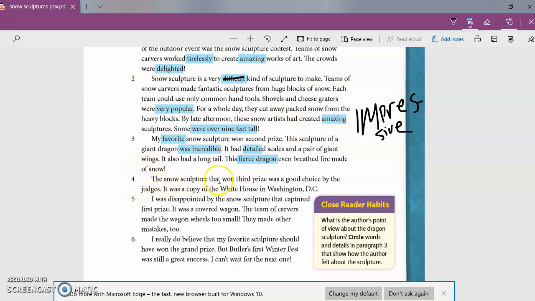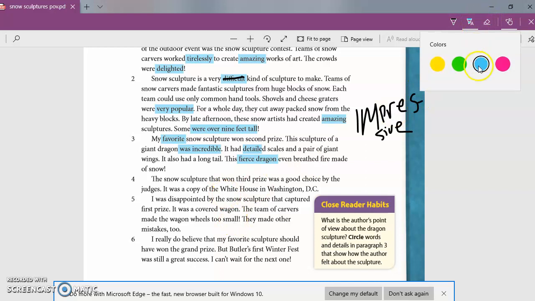The snow sculpture that won third prize was a good choice by the judges. It was a copy of the White House in Washington, D.C. I was disappointed by the snow sculpture that captured first prize. It was a covered wagon. The team of carvers made the wagon wheels too small. They made other mistakes too.